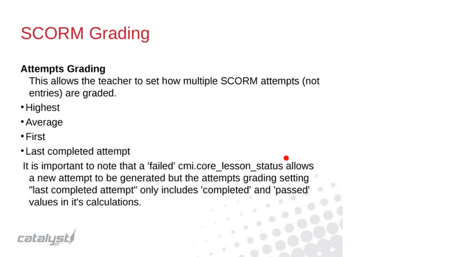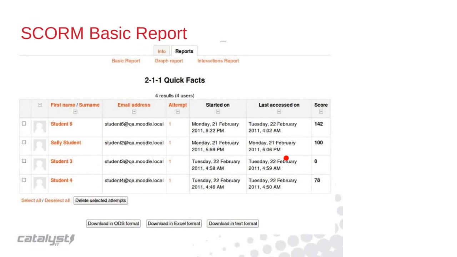Then we also have the attempts grading, because of course a user can create multiple attempts with different grades. And again, you can choose some pretty standard options here, from the highest grade of all the attempts, average, or the first attempt that was created, or the last completed attempt. So it's important to say that a failed lesson status allows a new attempt to be generated, but the attempts grading setting will only show completed and passed values in its calculations. So if the user enters 4 times, and the 3rd time they got a pass, but the 4th time they got a fail, the last completed attempt will show the 3rd time they got through and the score they got at that point.